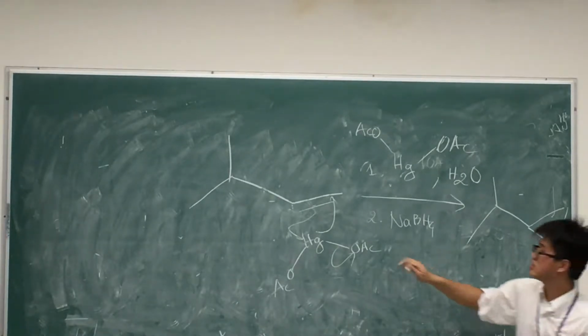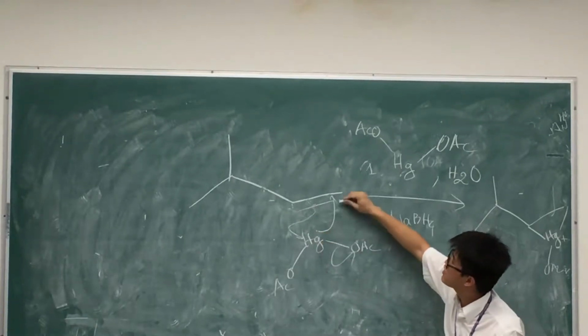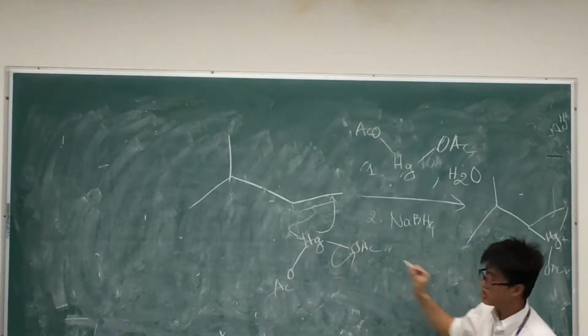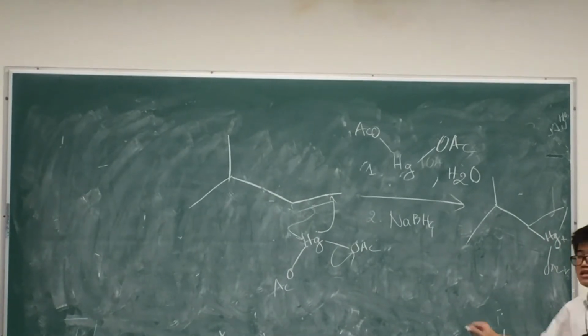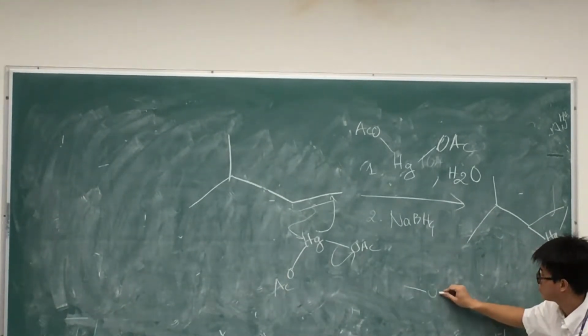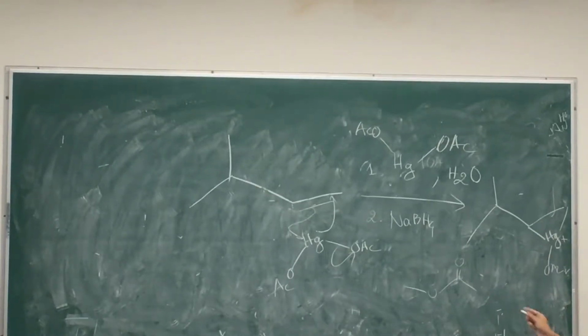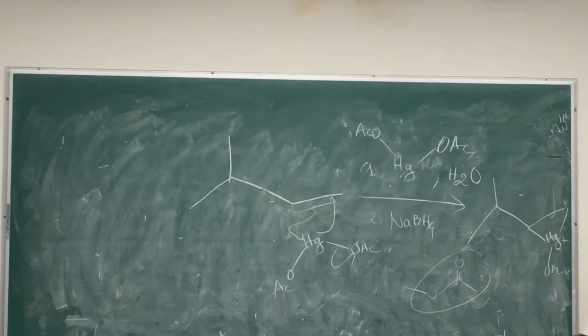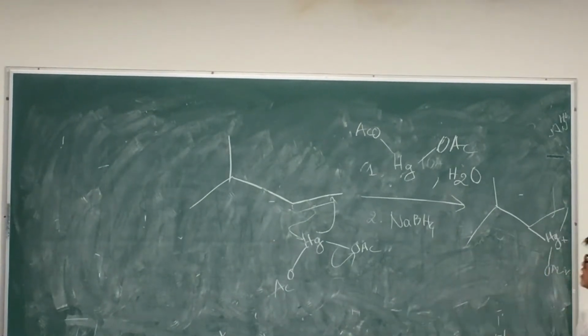So again, mercury receives electrons, gives electrons back, and breaks the bond with OAc. Do you know what is the structure of OAc? Acetyl group. But I don't want to draw everything out here. Okay. Everyone agree? What next?